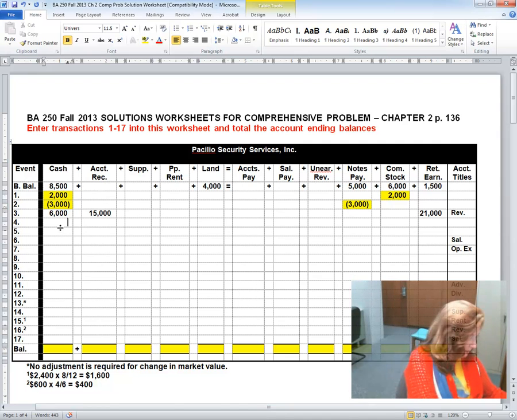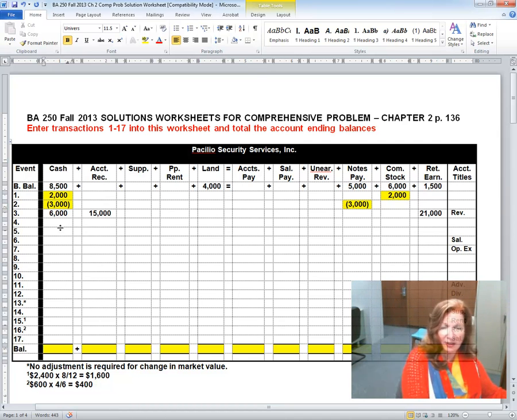Number 13, the market value of the land was determined to be $5,000 at December 31st. Well, that's good to know, but we do not change historical cost for land. So there's no entry for number 13. We just leave it blank. And the note at the bottom says no adjusting entry is required for the change in market value.